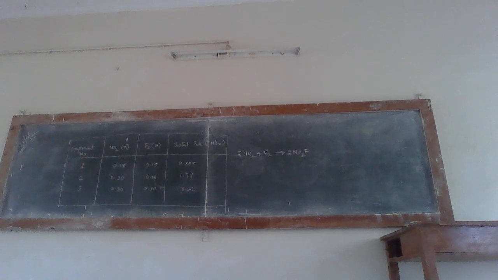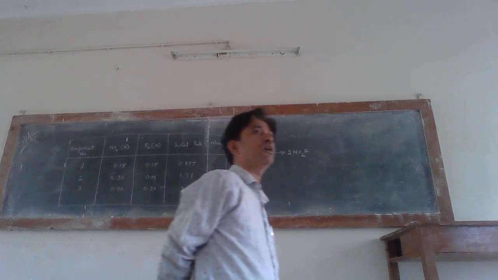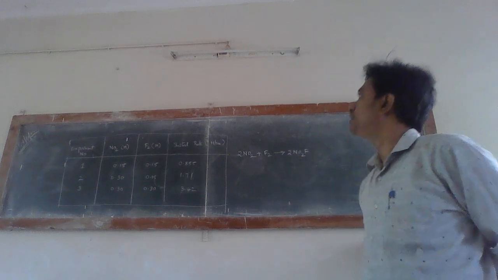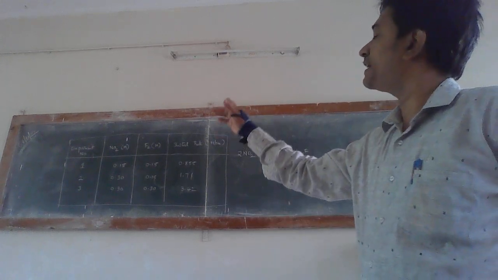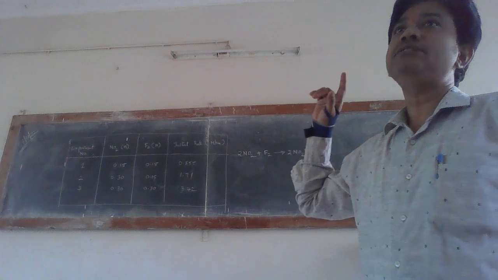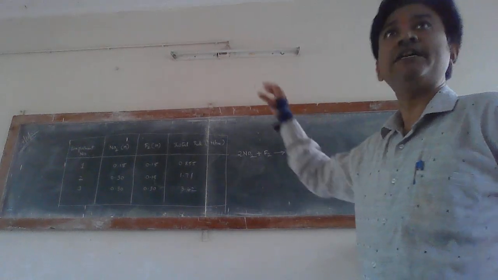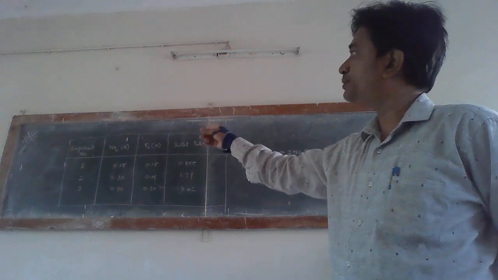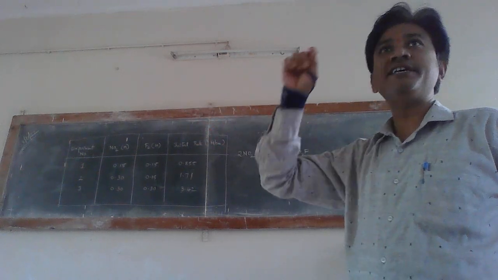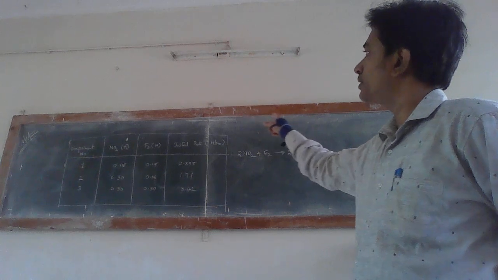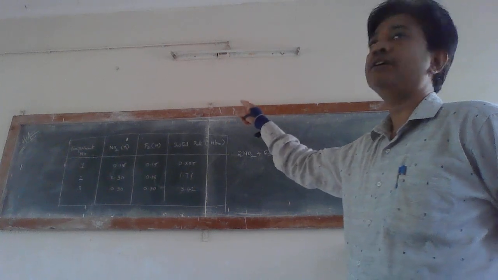He has given one reaction here, 2NO2 plus F2 gives NO2F. And for that reaction, he has given some table. The first column on the left represents the experiment number. That means the one who formulated the problem has done some experiments. So there are 3 experiments, 1, 2, 3. And in each experiment, he has given some data in tabular form, like NO2 in brackets with capital M.